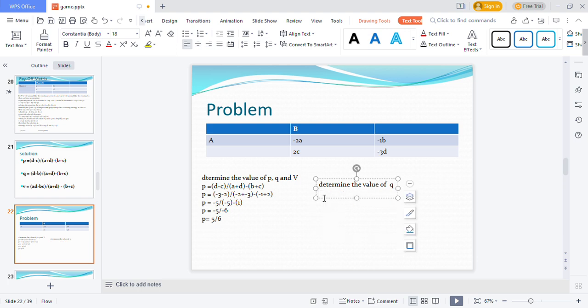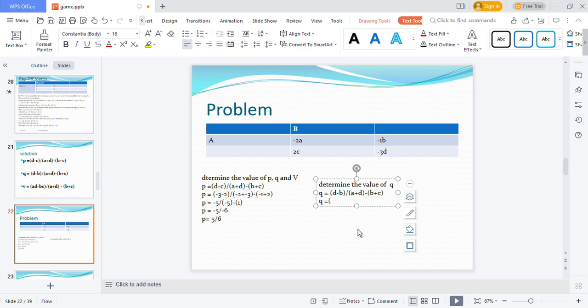So again, we bring in the formulas. What is the formula of Q? How do you get Q? The equation for Q is (D minus B) in brackets, divided by, open the bracket, A plus D, close the bracket, minus, open the bracket, B plus C, close the bracket. Right. Using the same findings, Q equals, we substitute, we carry forth the figures.